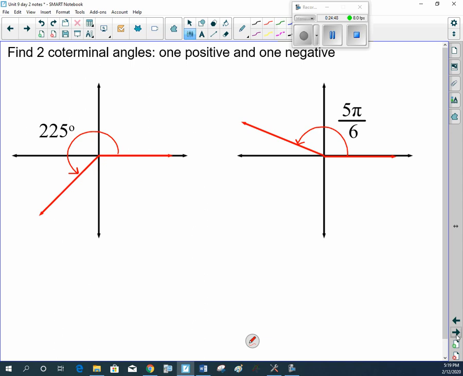All right, so this one says find two coterminal angles, one positive and one negative. So I'm going to start out with this one right here. I know I have a positive 225, so I basically want to go the negative direction. This is considered the terminal side right here. So this is my terminal side.